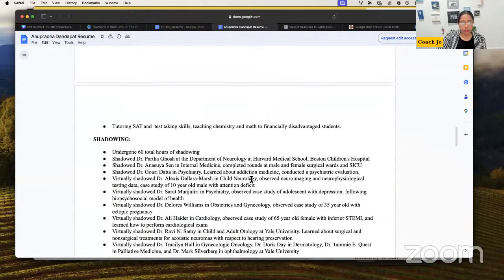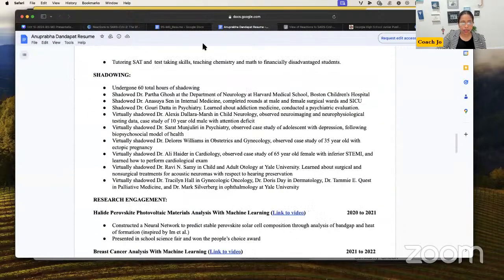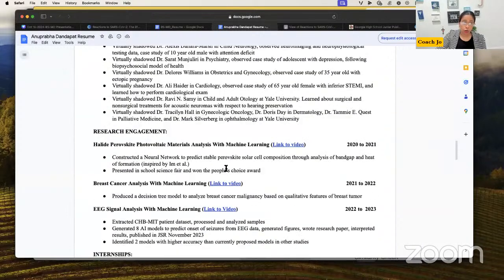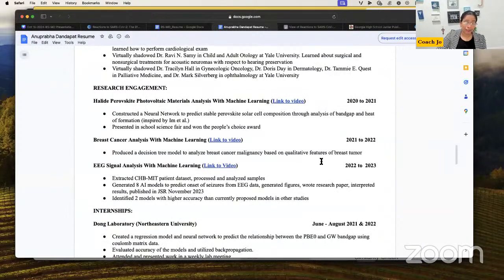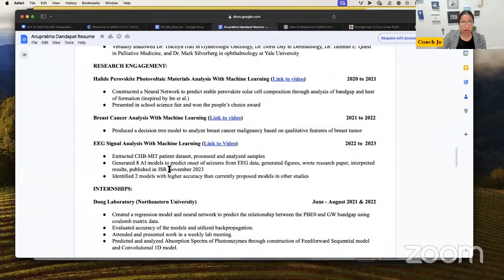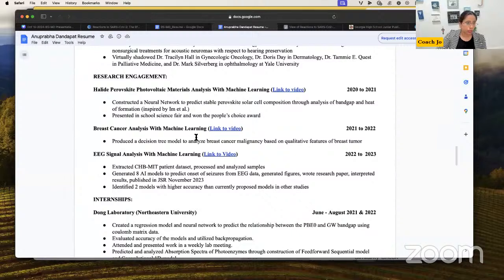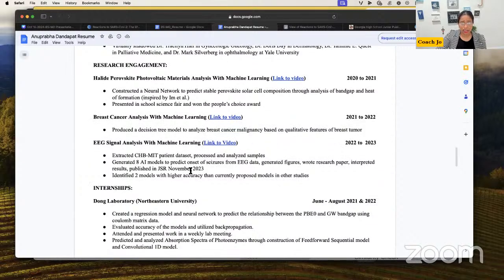And shadowing, you can see the amount of shadowing that she had with a lot of people in a lot of things. And also, we have a very unique place where a student can go shadowing, and that is what we reveal in our counseling program. Okay. And research, as you can see here, the student had a lot of research, breast cancer with machine learning, all these kinds of machine learning. She had EEG with machine learning, everything.